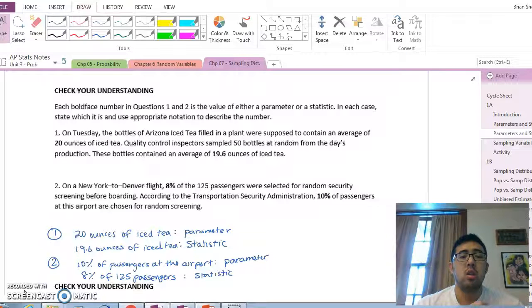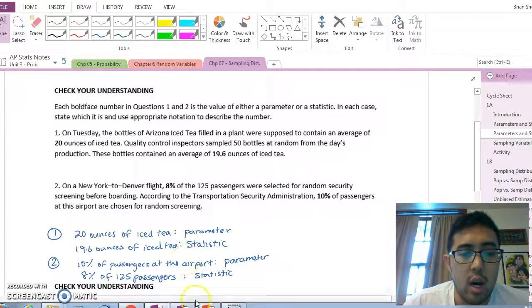For number two, same type of thing. The 10% of passengers at the airport is the parameter, and 8% of the 125 passengers is the statistic, because it says 10% of the passengers at this airport, right? So that's the entire airport, which means that's the parameter, and the 8% of the 125. Since 125 is your sample of the population, then that is the statistic. So hopefully that was easy to understand. And yeah. All right. So let's move on.